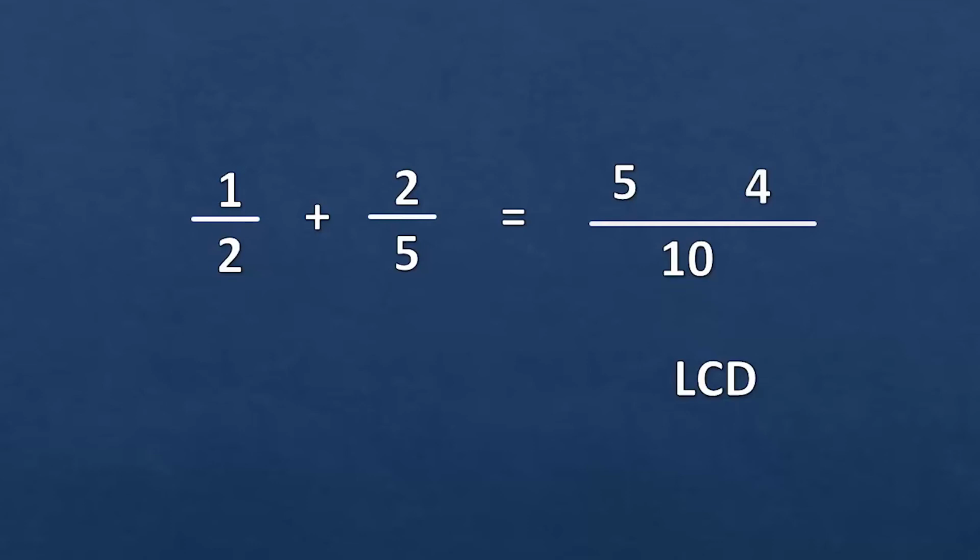Now, 1/2 is equivalent to 5/10, and 2/5 is equivalent to 4/10. Now we add 5/10 plus 4/10. Add the numerators. That is 9. And since the denominators are similar, we simply copy them. So the answer is 9/10.